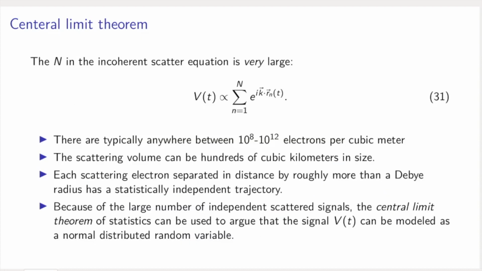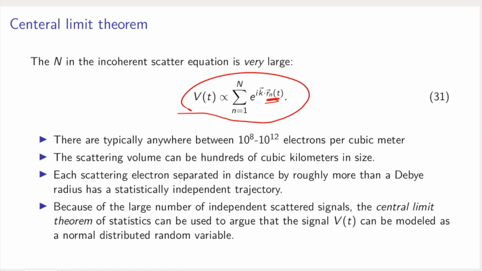The radar echo given by V of t can be considered as a random process because we can treat the individual positions of scatterers as random quantities. The central limit theorem of statistics tells us that the statistical distribution of a sum of a large number of random variables approaches a normal distribution. In our case, we are summing over the scattering contributions of all of the electrons within a volume of plasma, so n can be extremely large.